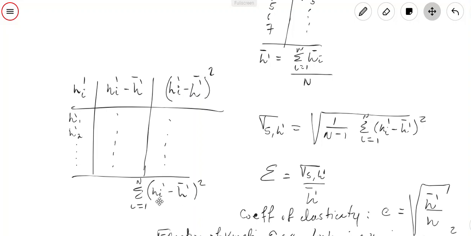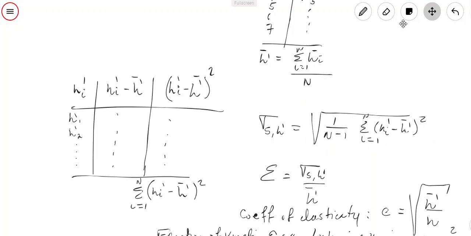So you find the total of the third column, and with this total you plug that value into the expression to find the standard deviation for H prime. The standard deviation for H prime would be 1 over n minus 1, where n in this case is 7 because we are doing 7 trials. This is 1 over 7 minus 1 times the sum from i equals 1 to n of (h sub i prime minus h prime mean) squared, and the square root of that. So this is your standard deviation for the sample we took for h prime.